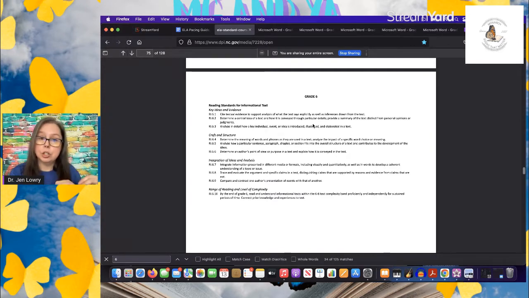Whereas reading for literature, your novel unit, is going to have an RL in front of it. That L stands for literature. When you see the RI, that's reading for informational text. So RI means that that is the nonfiction supplements that we're using for Monarch.